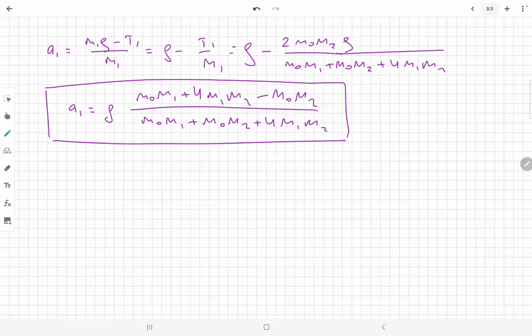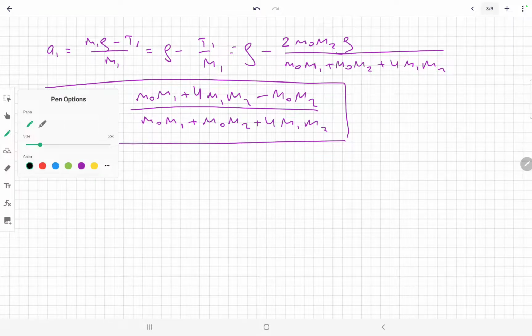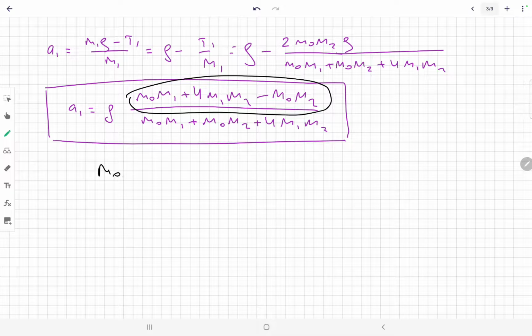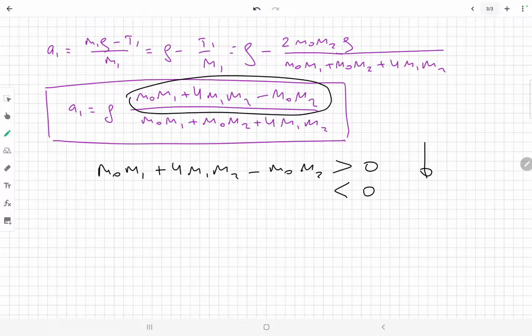Now some students asked one question. M1, how can we know that M1 is moving upward or downward? So the answer is here. Basically, you need to pay attention to this part. If this expression with M0, M1 plus 4M1, M2 minus M0, M2 is greater than 0, it means it will be moving downward, because we assumed that it's moving downward. If this expression is less than 0, it means we will have negative A1. It means it will be moving upward. At the moment, we don't know the values of the masses, so we need to leave it as it is.